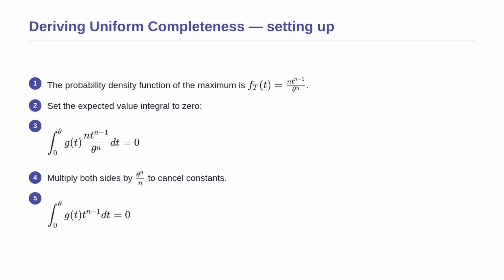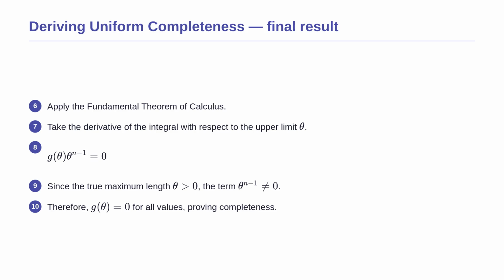Because the terms n and theta to the power of n are constants with respect to the integration variable t, we can multiply both sides of the equation by theta to the power of n divided by n to cancel them out. This leaves us with a much simpler integral. To solve this simplified integral, we apply a powerful tool called the fundamental theorem of calculus. This theorem allows us to take the derivative of the integral with respect to the upper limit, theta.